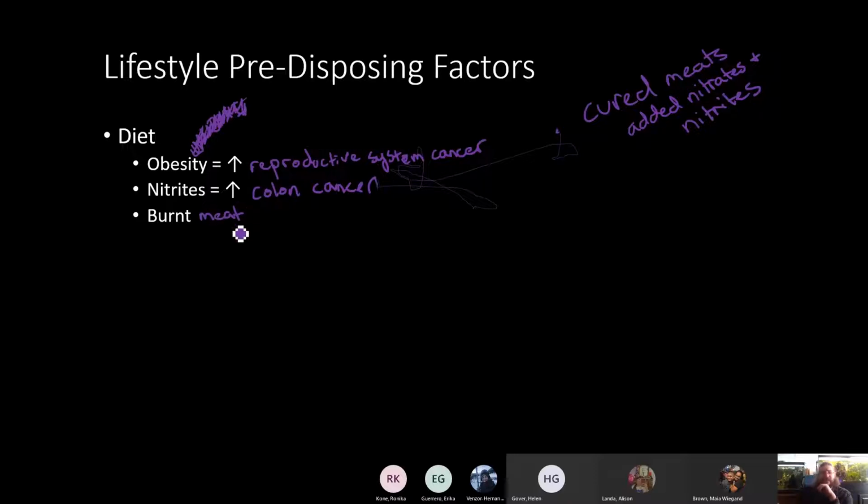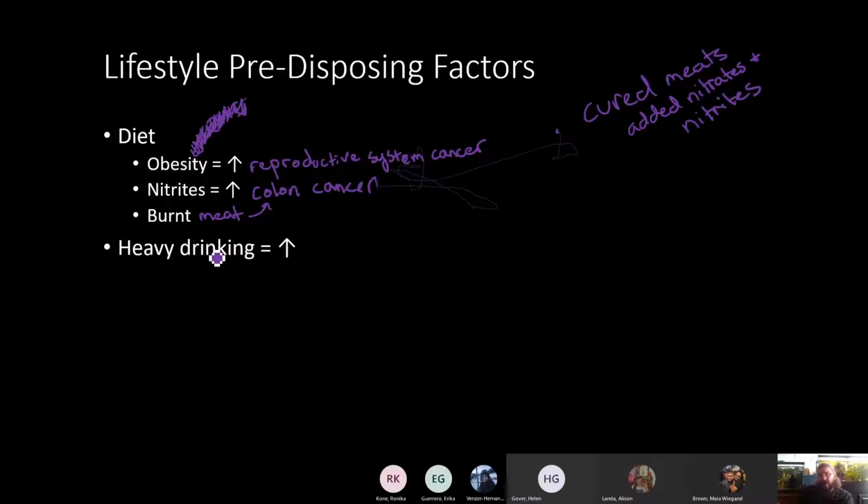The blackened, burnt stuff you get when you cook meat, that can have a carcinogenic effect. So it'll be similar to nitrites. To really make that a lifetime risk, it would require a significant amount of crunchy burnt meat, but worth mentioning.